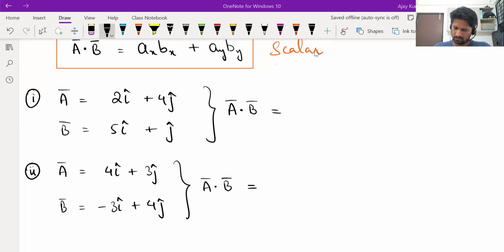Okay. Aishwarya, Vanilla, Pawan, your answers are correct. Solve carefully, all of you. Multiply the x components and add that to the product of y components. That's all.